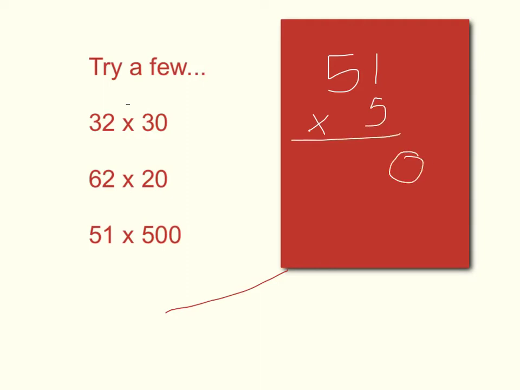Our 2 zeros are both going to roll off. Not 1, but 2. So 1 times 5 is 5, 5 times 5 is 25, and our answer is 25,500. Hopefully you did a great job on those. Moving right along.